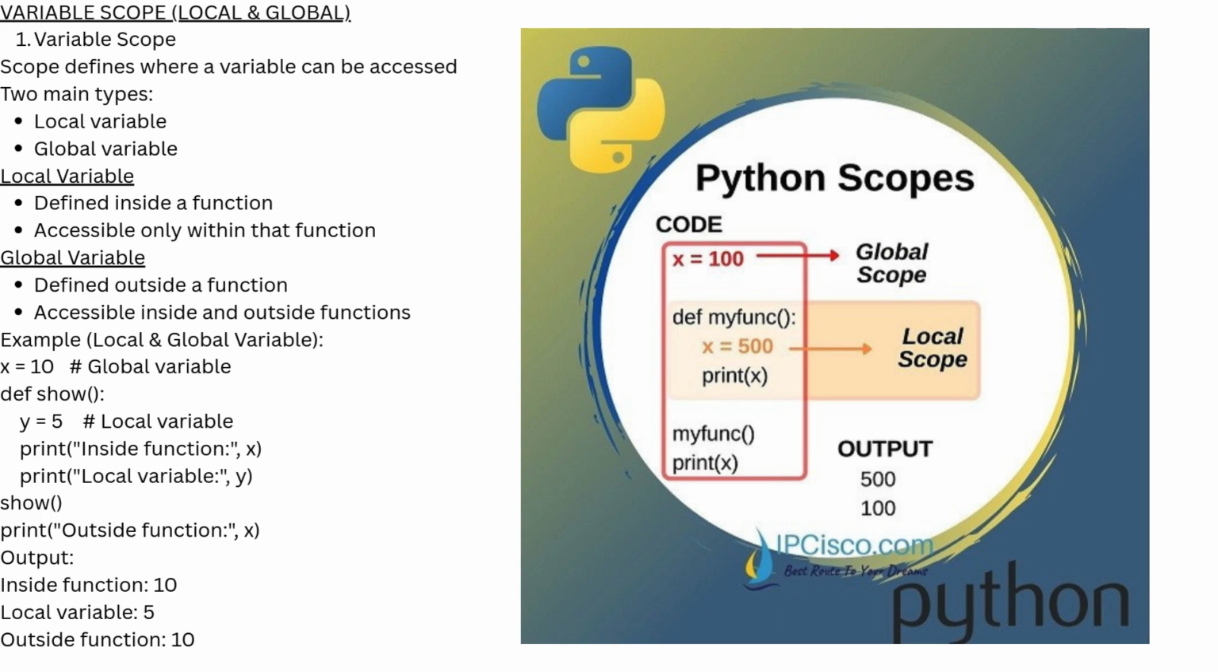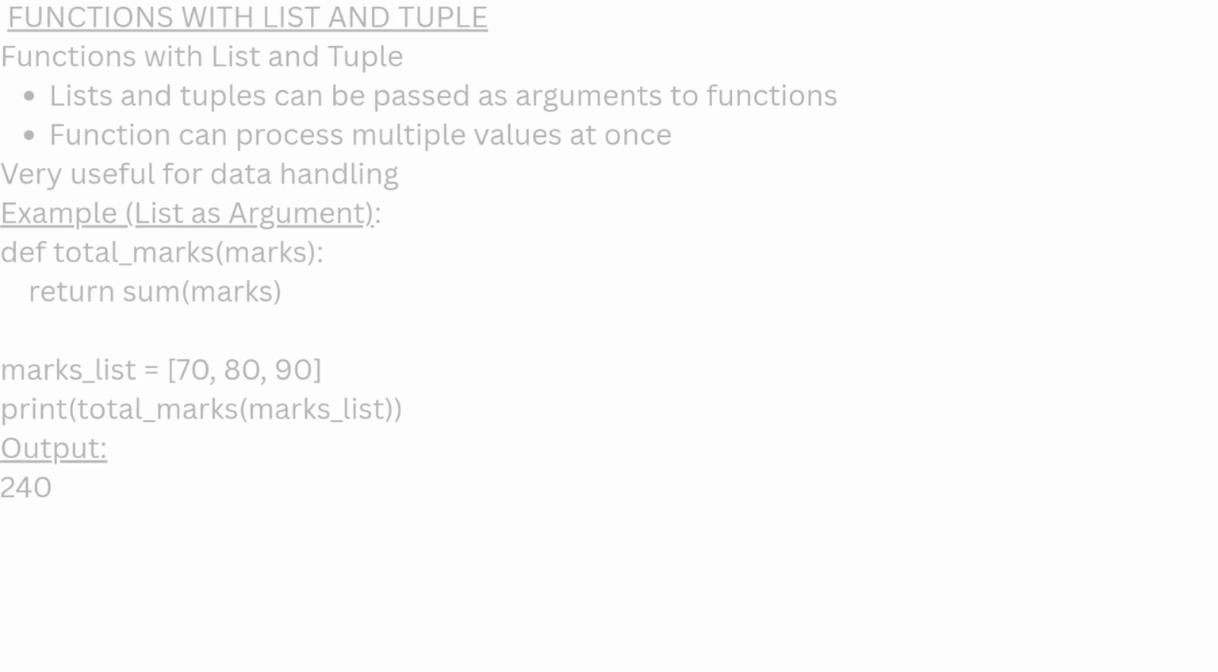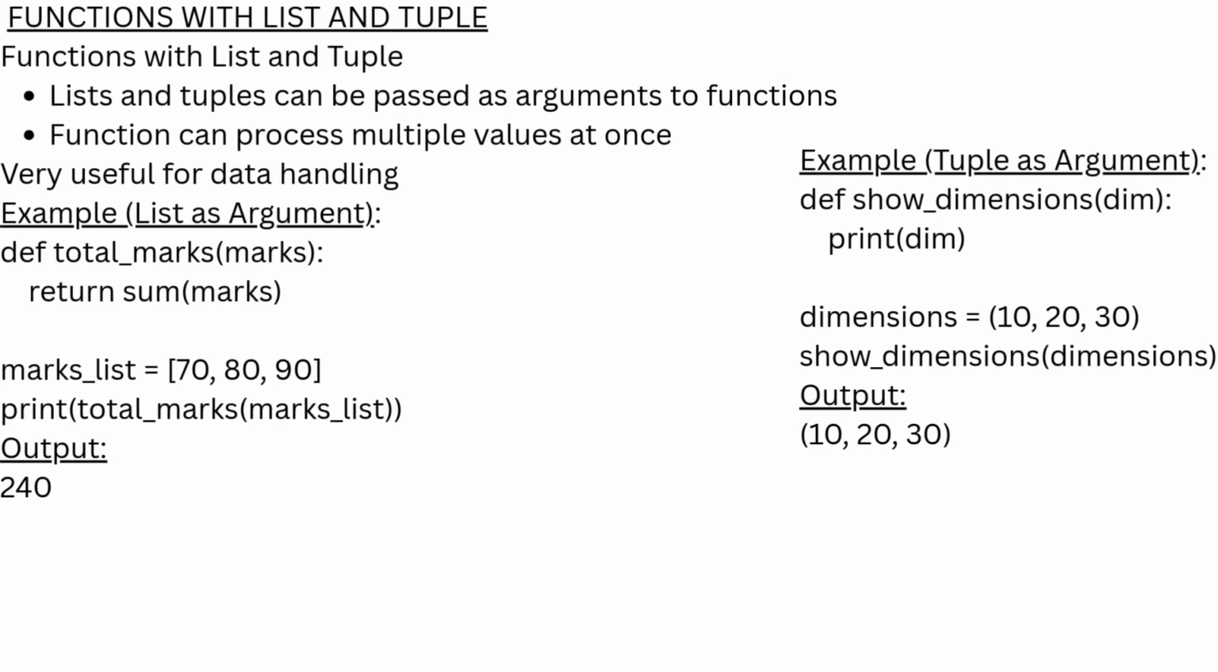Understanding variable scope is very important to avoid errors in large programs. Functions in Python can also work with lists and tuples. Instead of passing single values, we can pass an entire list or tuple to a function. In the first example, a list of marks is passed to the function, and the sum of all values is calculated using the sum function. The output is 240. In the second example, a tuple is passed to a function and printed as it is.